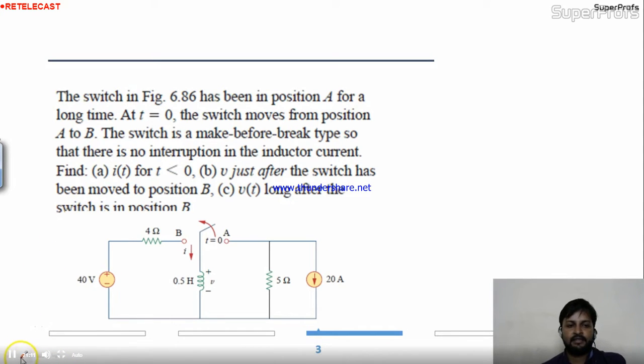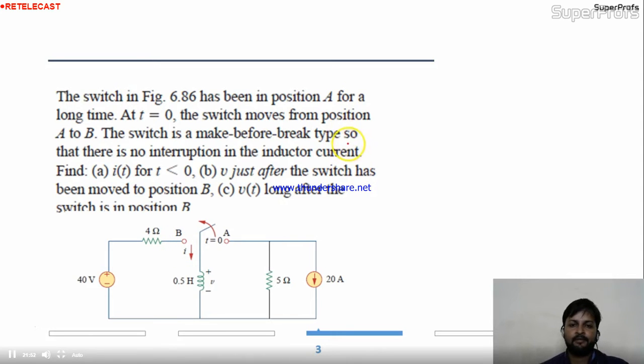So this is the next question, and this one I'm leaving for you, okay? But he is saying the switch in the figure has been in position A for a long time. In position A for a long time, at t equal to 0, the switch moves from position A to B. The switch is a make before break type, so there is no interruption in the inductor current. It means that at t equal to 0, the switch immediately comes to B.